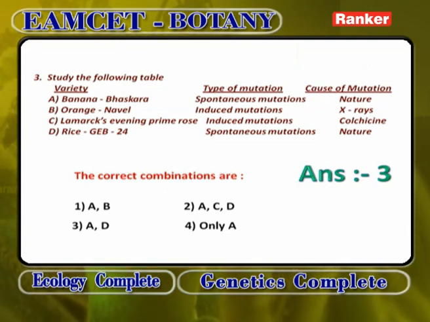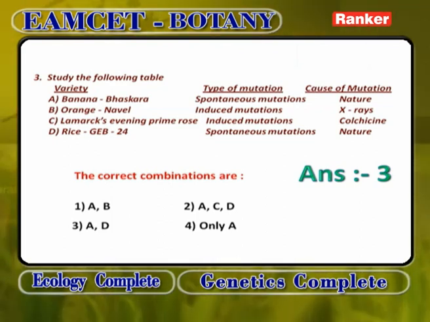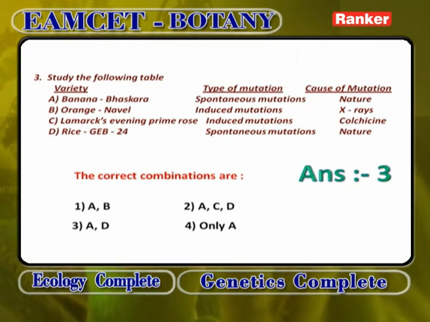The correct combination is: Bhaskara variety of banana is obtained by spontaneous mutations, and nature is the mutant. Mutation is due to nature. Novel variety of orange is not formed by induced mutations, it is formed by spontaneous mutations only. Lamarck's evening primrose is not induced mutations, it is Oenothera lamarckiana, which is a type of spontaneous mutations only, not colchicine. Rice GEB24 variety, spontaneous mutations, nature is correct. So the answer is 3. A and D are the answers for this question.